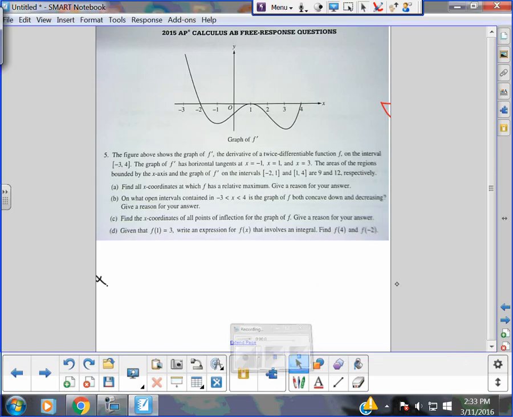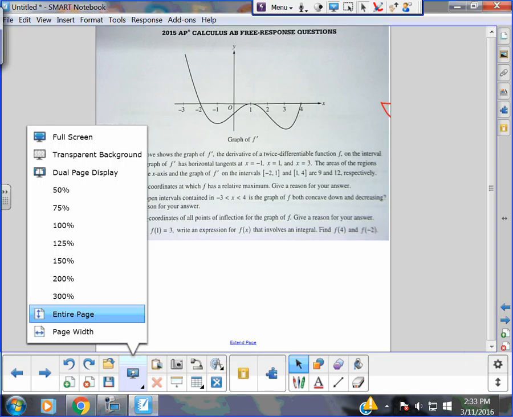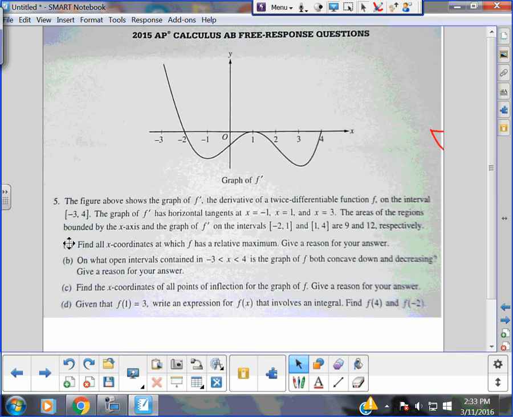Right, so we have the 2015 free response question. It gives a graph of a derivative, and that's the first thing you see. Everybody, when you see a graph of f prime, you've got to be thinking fundamental theorem of calculus, all right?